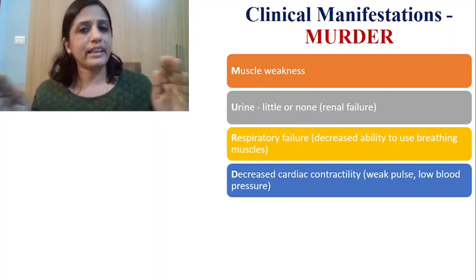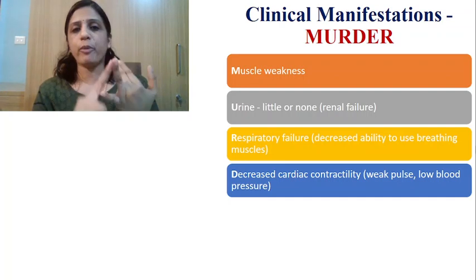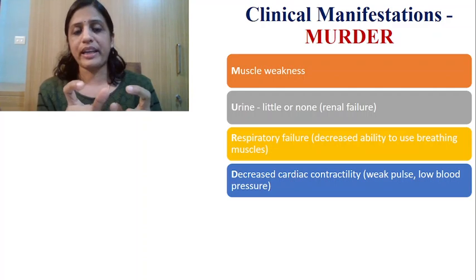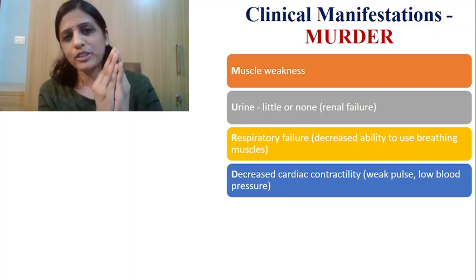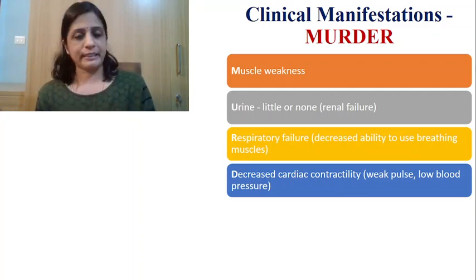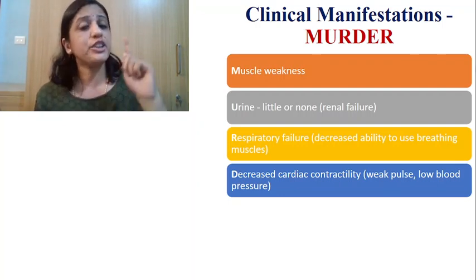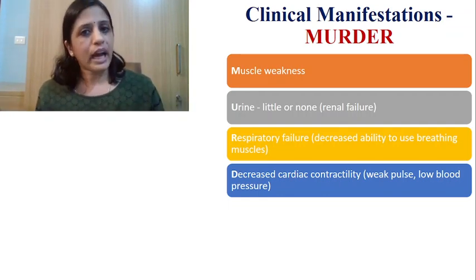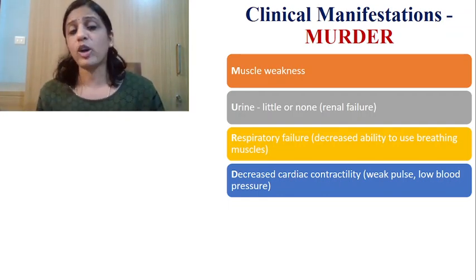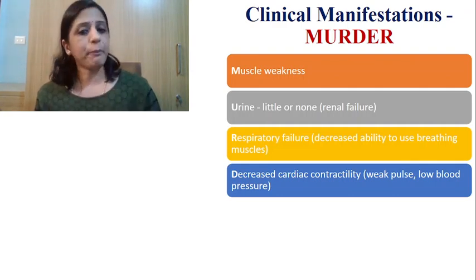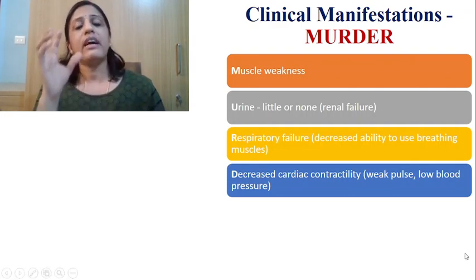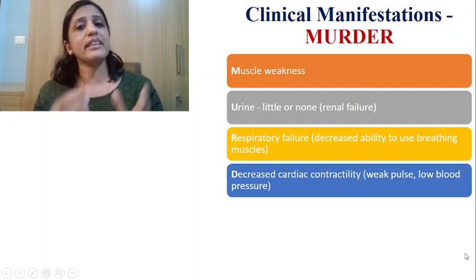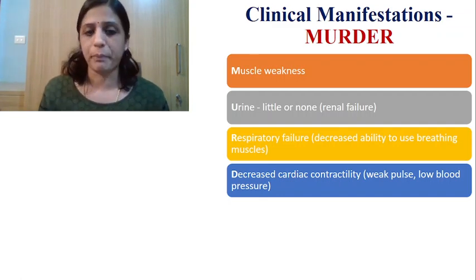Among all the electrolytes we are going to study, sodium, potassium, calcium, magnesium, phosphate, the electrolyte which has close association with cardiac function is potassium. Potassium should neither be very low nor very high. It should be within normal. Both hyperkalemia and hypokalemia can cause cardiac problems. In hyperkalemia, the heart function is going to decrease, cardiac contractility is decreased, so automatically the blood pressure is going to decrease, and there is a weak pulse.